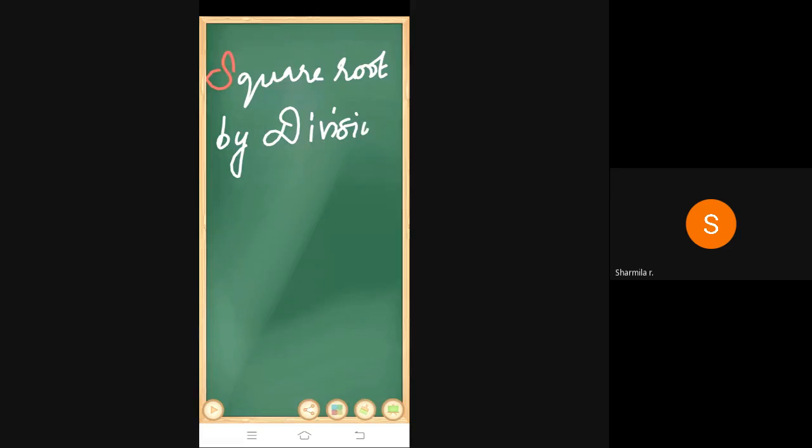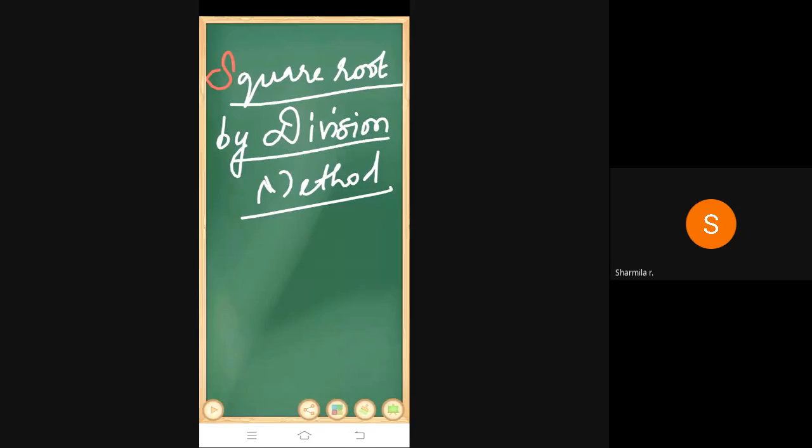Very, very important concept. Square root by division method. Find the square root of each of the following numbers by division method. That is the first question in Exercise 6.4.